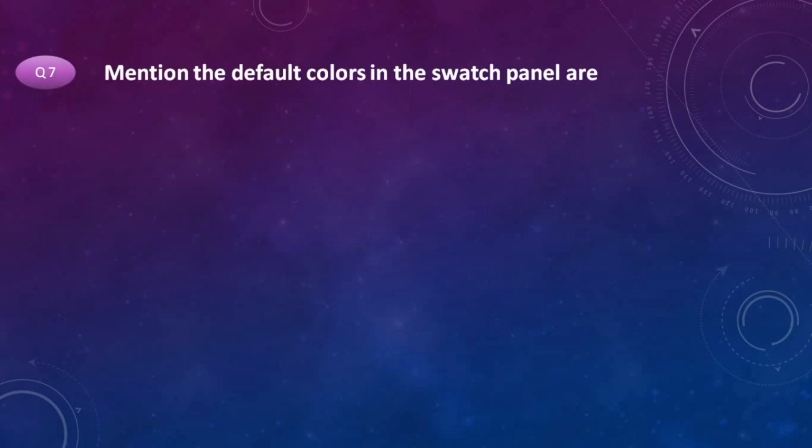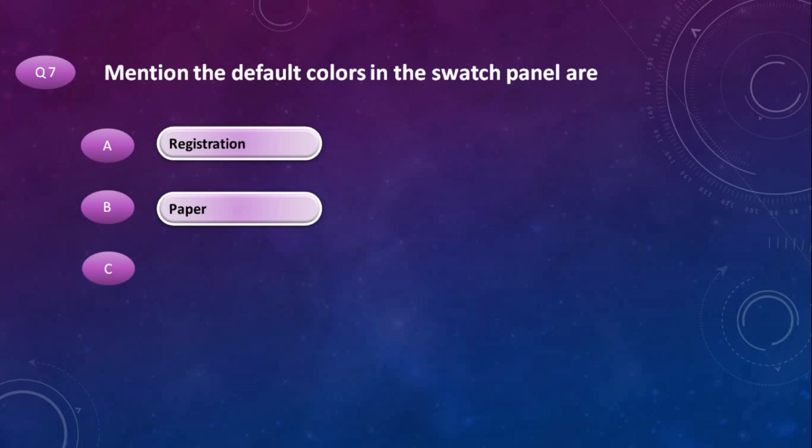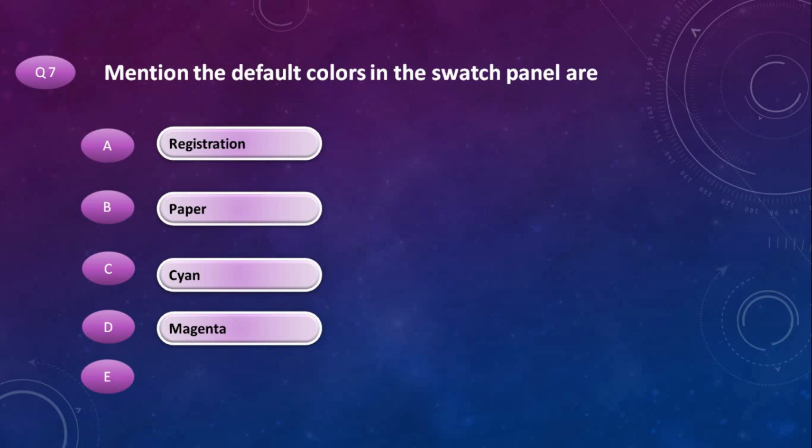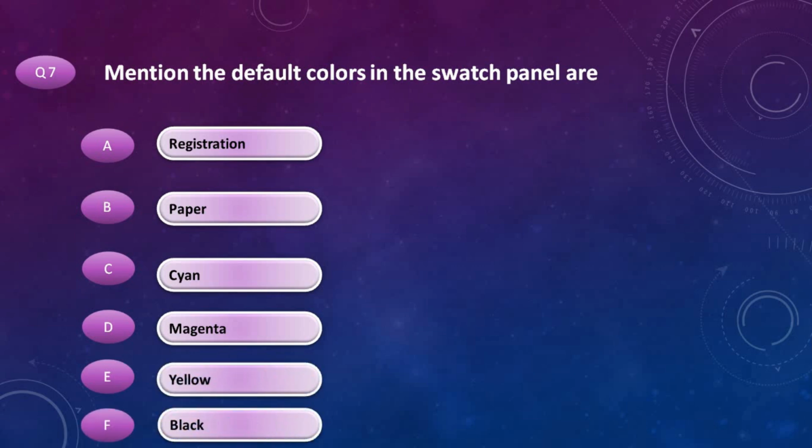Mention the default colors in the swatch panel. Registration, paper, cyan, magenta, yellow and black. So these are the default colors in the swatch panel.